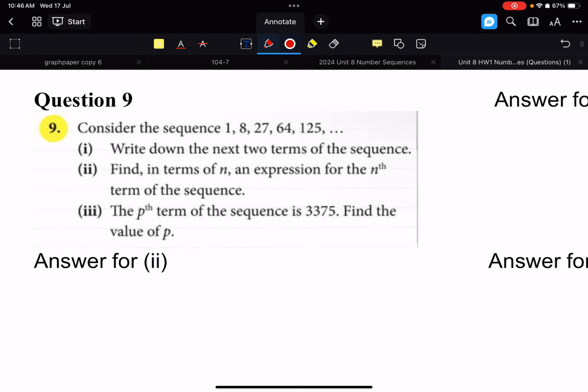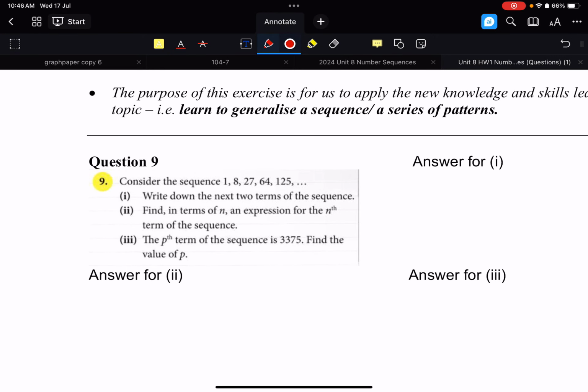First question. Consider the sequence. These are questions that are extracted from your textbook, so you can see them. They're in your syllabus. Consider this sequence and write down the next two terms. I'm looking at this and I can see that it is 1 cube, 2 cube, 3 cube, etc. So 5 cube gets us 125, so 6 cube should give us 216, and 7 cube should give us 343. So these are the next two terms.